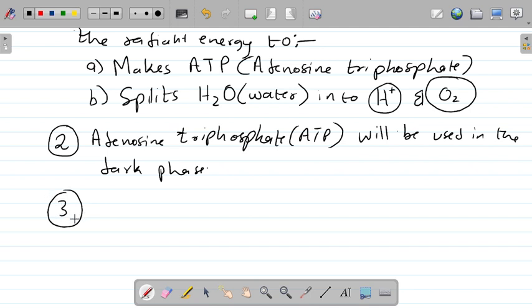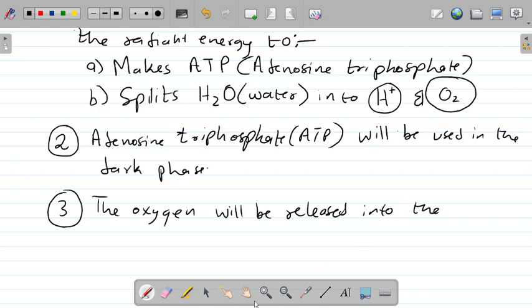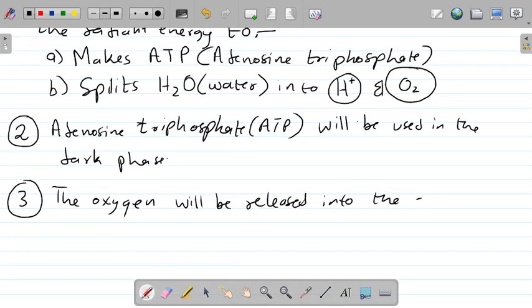Then what about the water that was split? Let's start with oxygen. The oxygen will be released. Do we need oxygen during photosynthesis? No. So the oxygen will be released into the atmosphere. Oxygen will be released into the atmosphere.